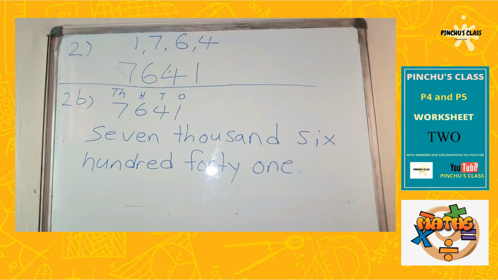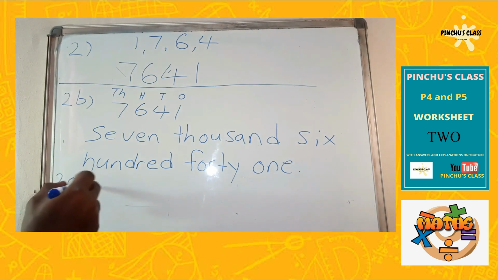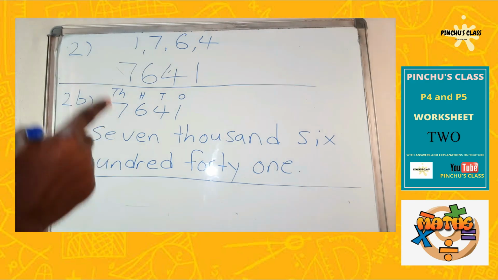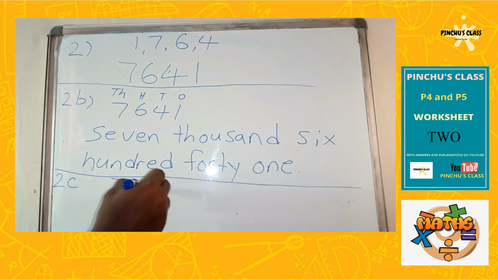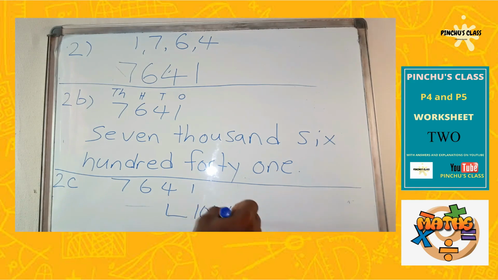Okay, now let's go to number 2C. For 2C, we have: what is the value of 4 in the number formed? So remember, we have already seen the place values of the number formed. So we have 7, 6, 4, and 1. If we are to get the place value of 4, it's going to be 10 times 4, and the answer is going to be 40. So that is the value of 4 in the number formed.